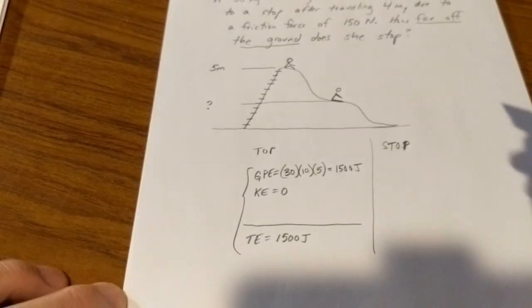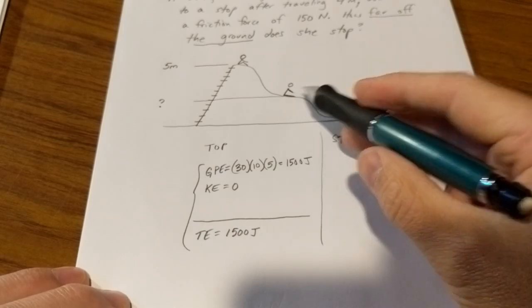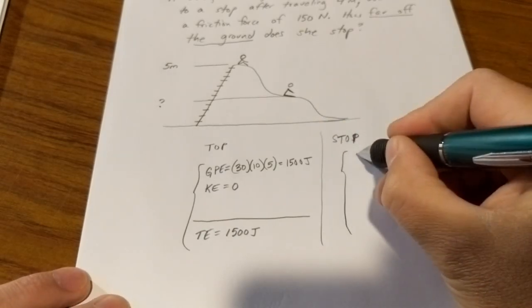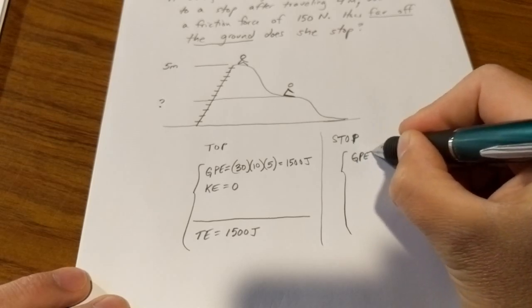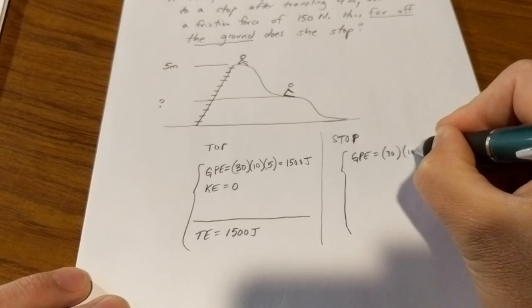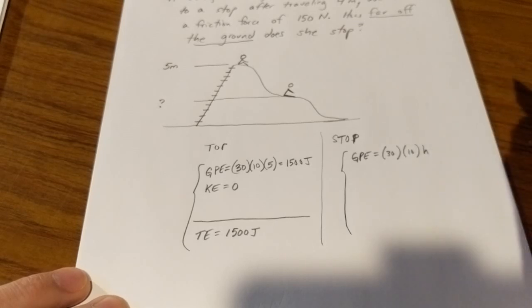When the force of friction brings the child to a stop at this lower height, we would say that the child still has gravitational potential energy of 30 times 10 times a height that we don't know.